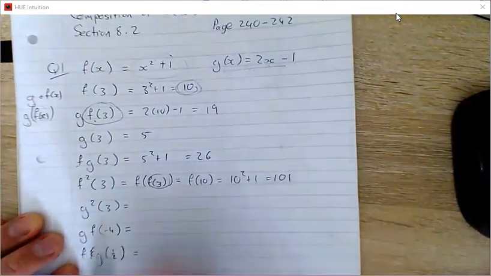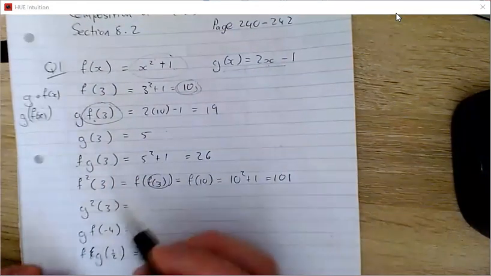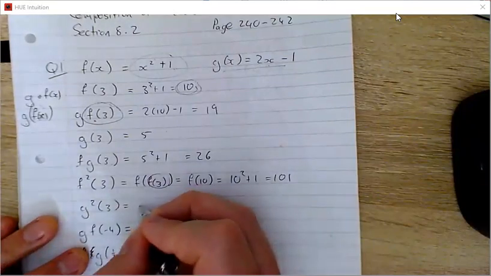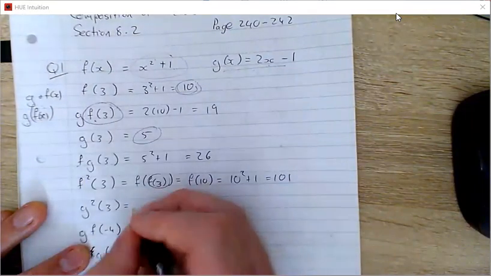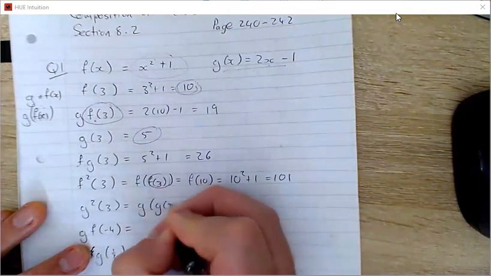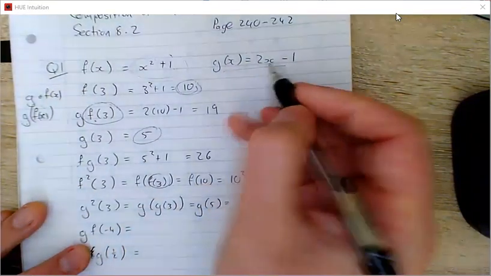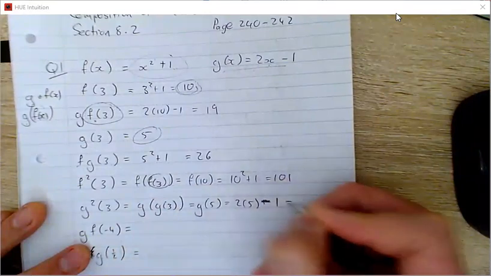g squared of 3, maybe try that one yourself. Pause the video and I'll do it now. Okay, g squared of 3 is going to be, plug in g of 3, which we have already up here. That's 5. So it's g of g of 3, which is g of 5. And g of 5 is twice 5 minus 1, which is 9.